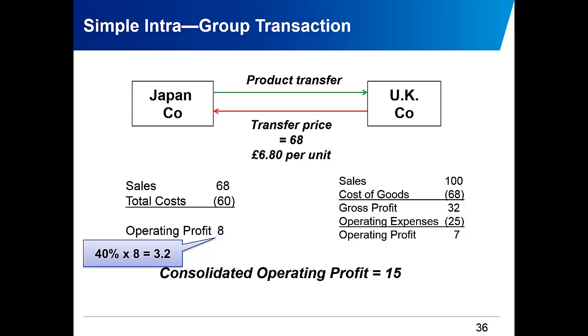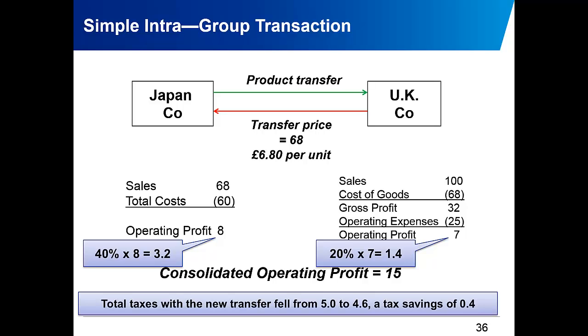The taxes, 40% on the profit of 8 is going to equal 3.2 in Japan. And in the UK, the tax rate of 20% times the 7 of operating profit equals 1.4. When you add the 3.2 and the 1.4 together, you'll get 4.6. So the total taxes with the new transfer price fell from 5.0 to 4.6, a tax savings of 0.4.